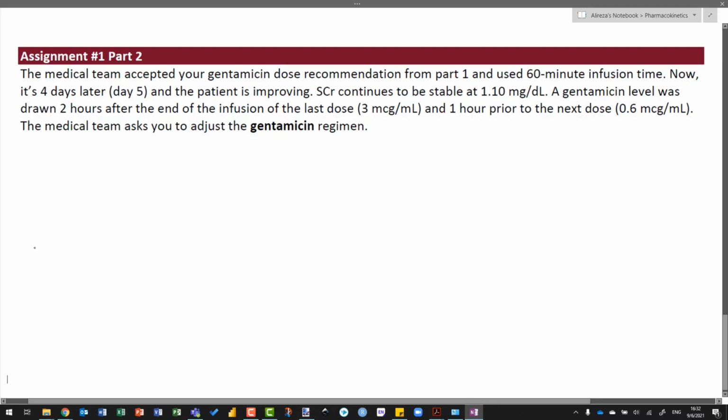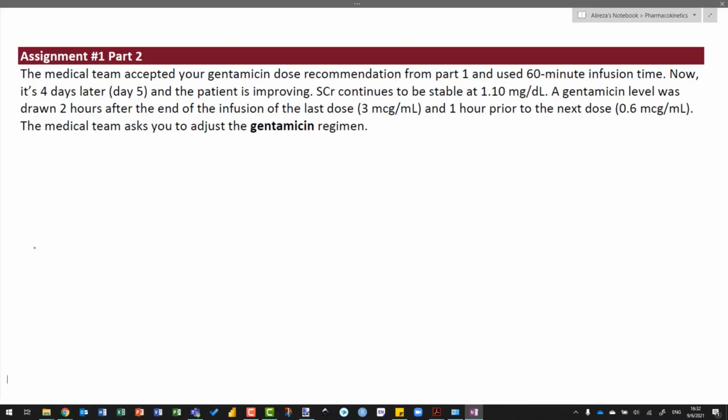Now, the next part is the medical team accepted your gentamicin dose recommendation from part 1 and used a 60-minute infusion time. Now, it's 4 days later and the patient is improving. Serum creatinine continues to be stable at 1.10. A gentamicin level was drawn 2 hours after the end of the infusion of the last dose, which was 3 microgram per ml, and 1 hour prior to the next dose, which is 0.6.